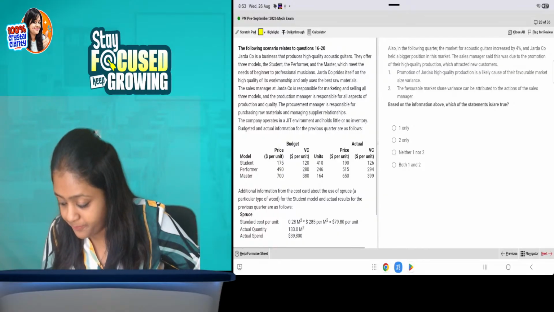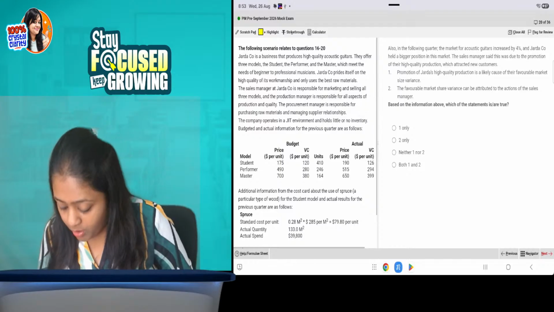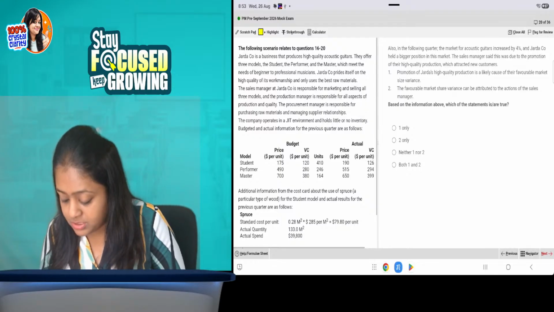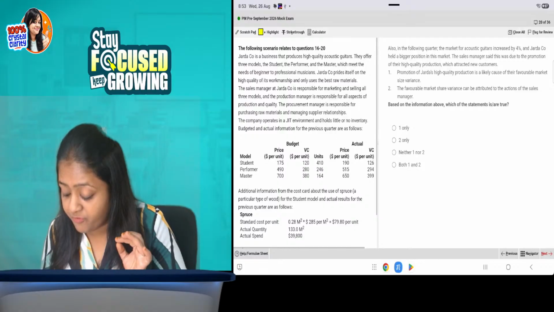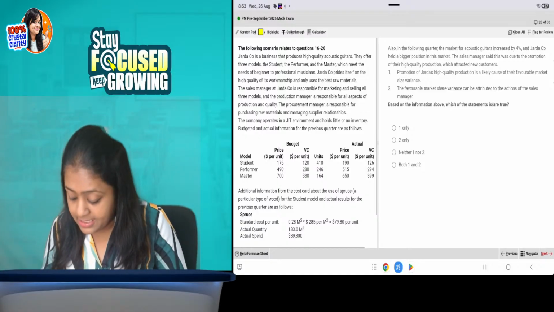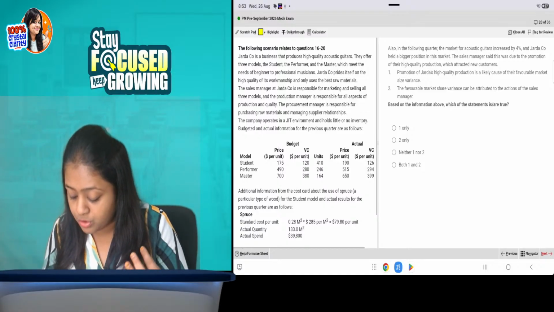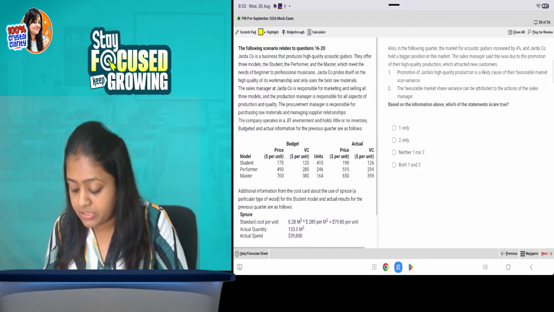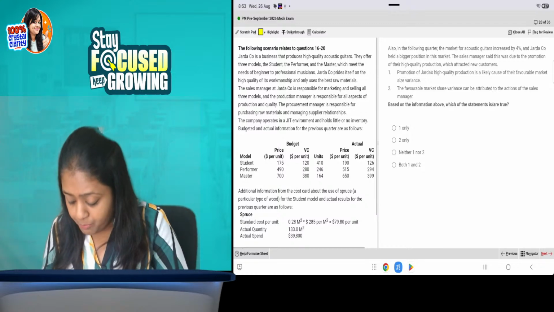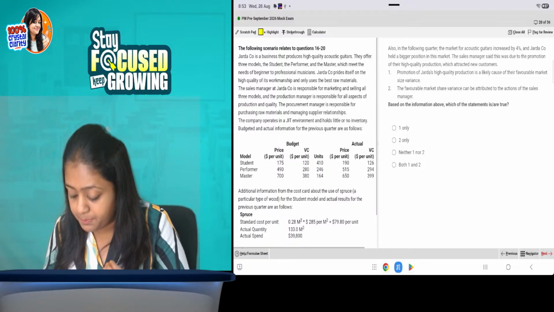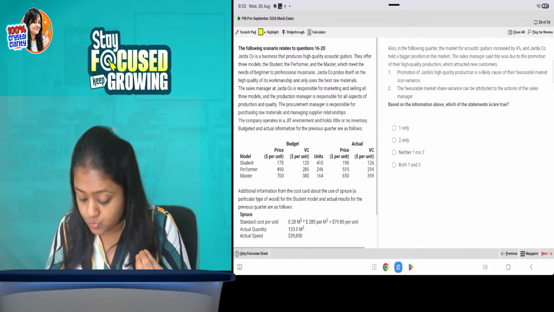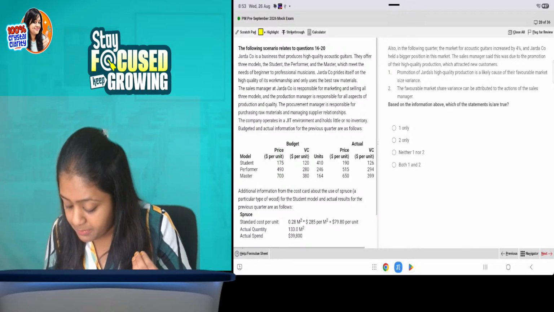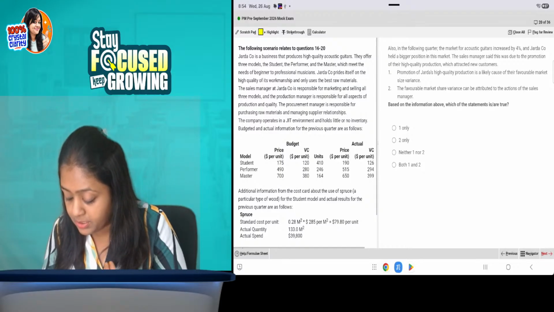Let's go to the last one, which says that in the following quarter, the market for acoustic guitars increased by 4% and Jada company held a bigger position in the market. The sales manager said that this was due to the promotion of their high quality production, which attracted new customers. The promotion of Jada's high quality production is a likely cause of their favorable market size variance. Do you think it is true or false? The favorable market share variance can be attributed to the actions of the sales manager.